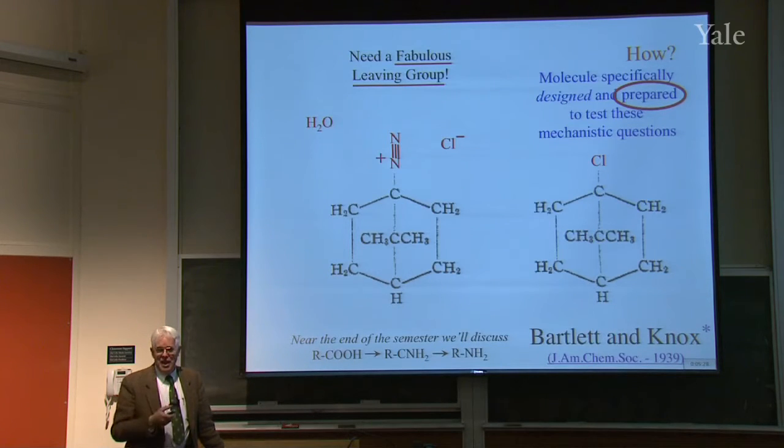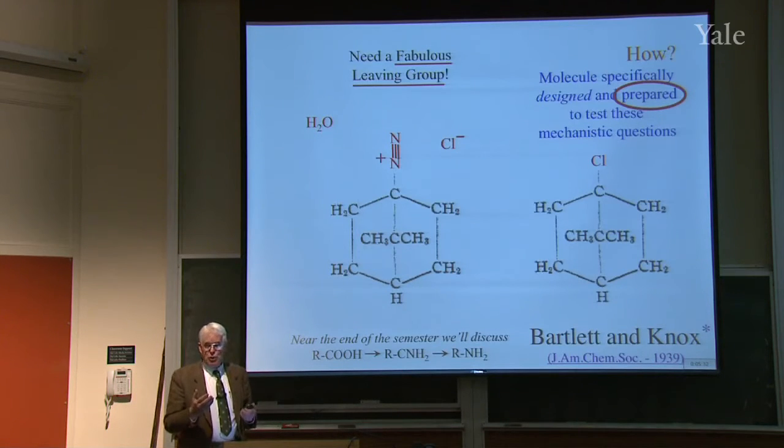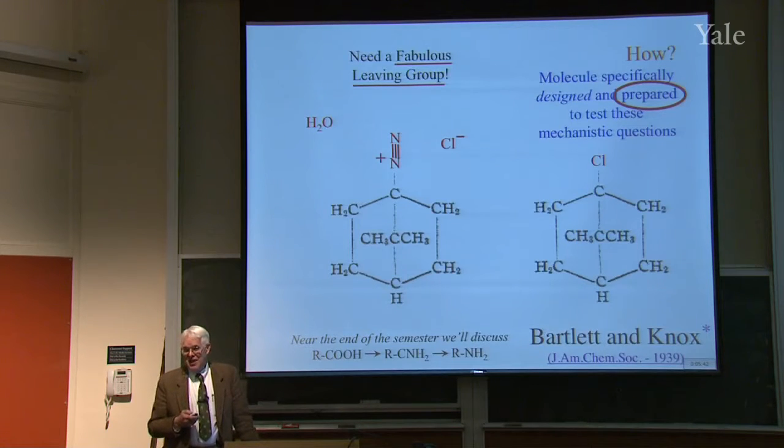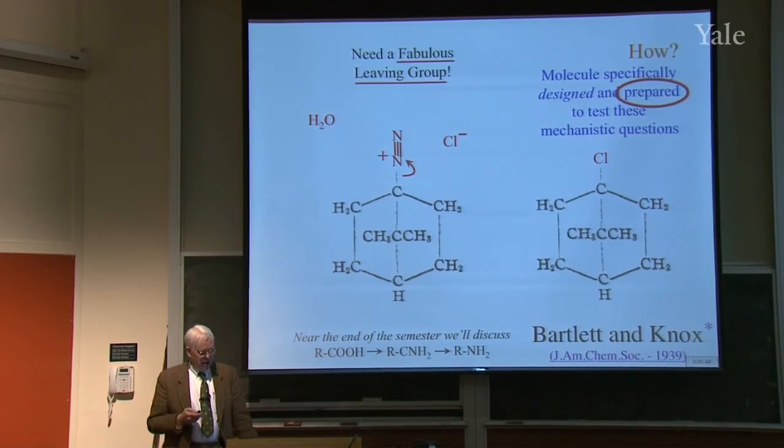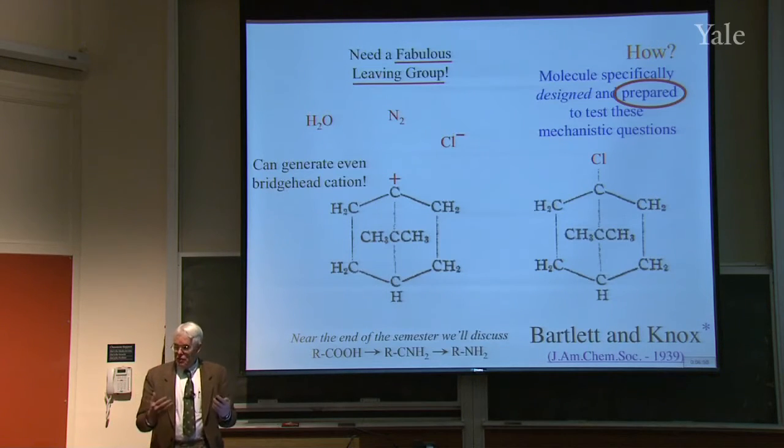N2, right? I looked, I couldn't find a pKa for protonated N2. It just has no affinity for a proton at all. I couldn't find it. But it's certainly a very, very strong acid, protonated nitrogen gas, right? So it's a very good leaving group. And you get N2, and it as a leaving group can generate even a bridgehead cation, the thing that you can't do with chloride, even with the help of silver ion, as Bartlett and Knox found.